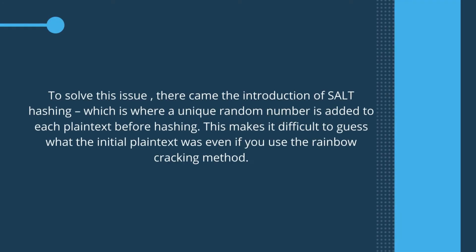To solve this issue, salt hashing was introduced, where a unique random number is added to each plaintext before hashing. This makes it difficult to guess what the initial plaintext was even if you use the rainbow cracking method.